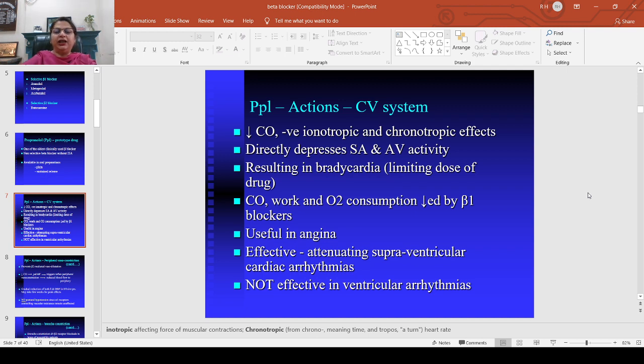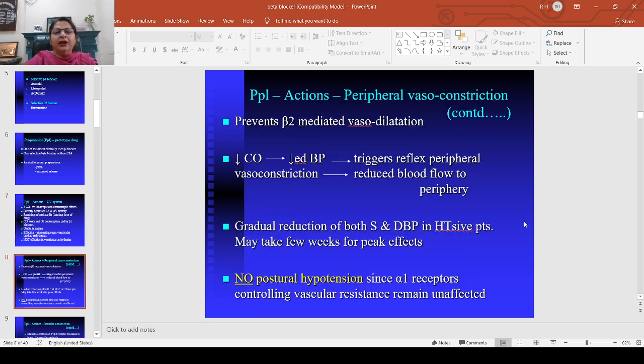Therapeutically, they are effective in attenuating supraventricular cardiac arrhythmias, but they are not effective in ventricular arrhythmias. On peripheral vasoconstriction, propranolol prevents beta-2 mediated vasodilatation. So there is a decrease in cardiac output leading to a decrease in blood pressure, thus triggering reflex peripheral vasoconstriction. This reflex peripheral vasoconstriction would lead to reduced blood flow to the peripheral extremities. A gradual reduction of both systolic and diastolic blood pressure in hypertensive patients is also seen, but it may take a few weeks for the peak effects to occur.